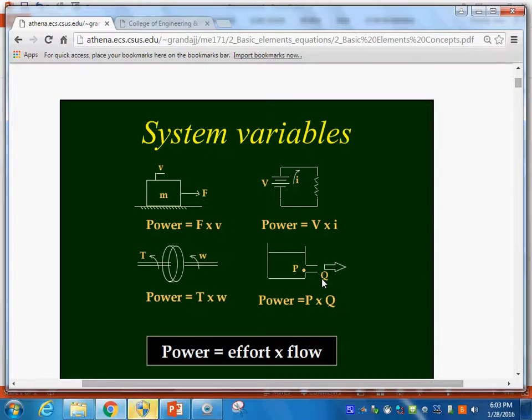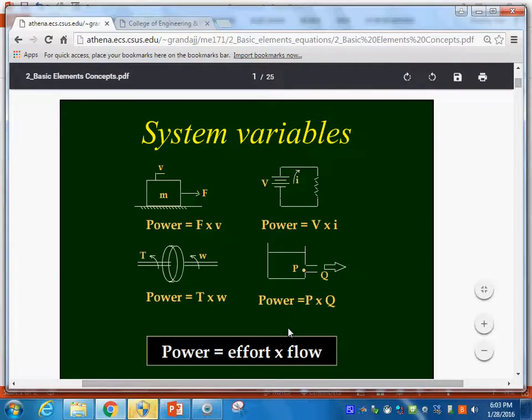You have these four systems in there. One of them is in the mechanical domain, as you can see over here. The other one is in the electrical domain. The other one is in the rotational mechanical domain. And this other one is in the hydraulic domain.